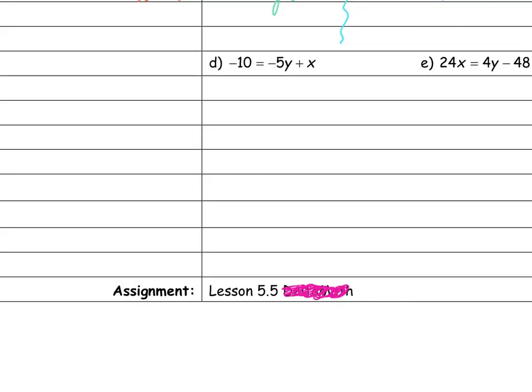Again, I'm going to substitute in 0, right? So for my x-intercept, you can put minus 10 equals negative 5 times 0, plus x. 0 plus x. And since that's 0, negative 10 equals x. So my x-intercept is negative 10, 0.